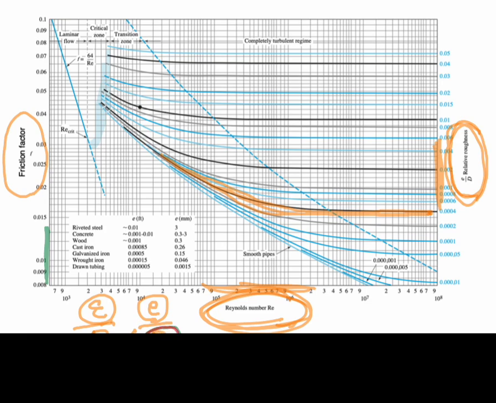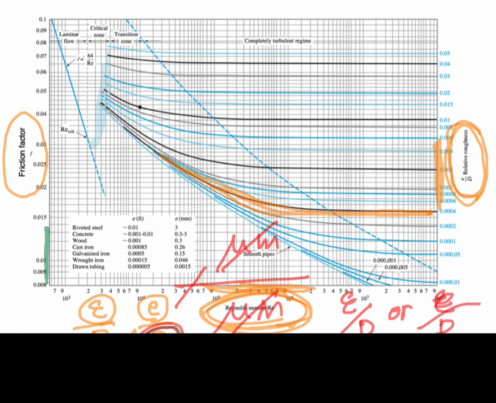Because we want to make a ratio of e to D, please make sure that you divide them with the same units. If the e here is in micrometer, you need to divide by the diameter also in micrometer, because we could cancel out the units. Then the value of epsilon over D, or e over D, will become dimensionless.